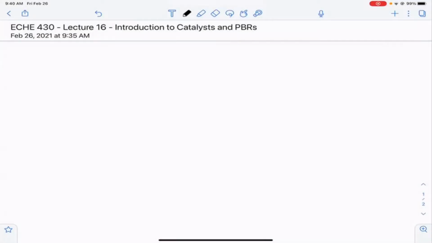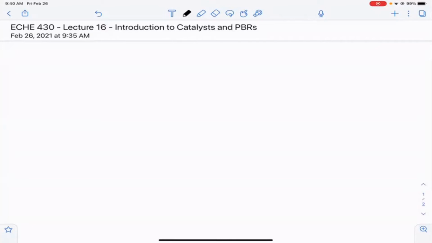Our lecture today starts a new module in our class, where up until this point, we've dealt really with rate laws, batch reactors, PFRs, and CSTRs. But now we're going to transition and start talking about catalysis and catalysts and how those are integrated into reactors and how they behave.